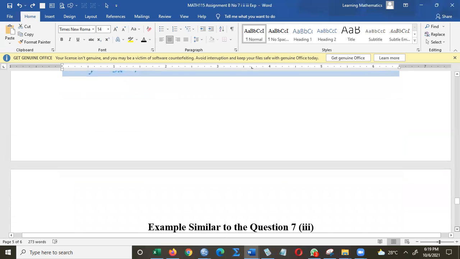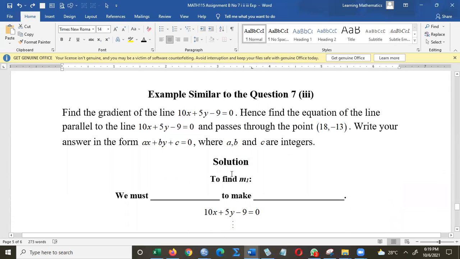Now let's do an example. Find the gradient of the line 10x plus 5y minus 9 equals 0. Find it, we have to rearrange that, get the gradient, hence find the equation. We have the gradient already, because the lines are parallel, we're going to use that same gradient, and we're going to use that new point to find the new equation, and we have to write our answer in the form ax plus by plus c equals 0, all right, where a, b, and c are integers.